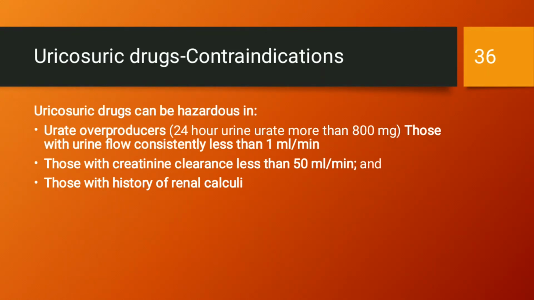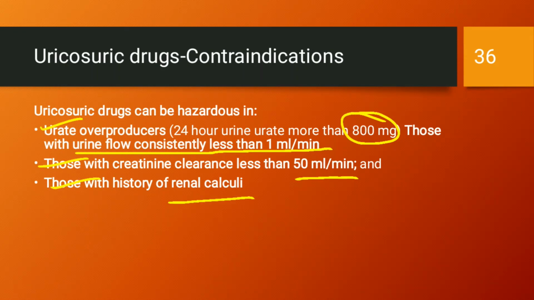So the contraindications of the uricosuric drugs, that means we should avoid these drugs in conditions like urate overproduction, where the 24-hour urine urate is more than 800 mg, those with urine flow consistently less than 1 ml per minute, those with creatinine clearance less than 50 ml per minute, and those with a history of renal calculi. We have to avoid the uricosuric drugs as they will prove to be hazardous.